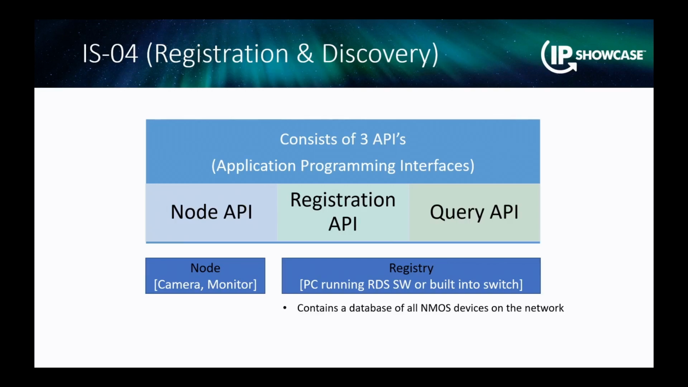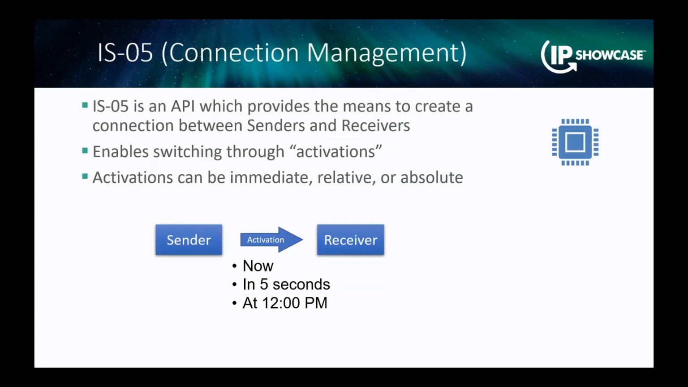So that's kind of the first step of it: how do I register everybody on the network, put them in a database that anybody can see, a controller can see, or an operator that's trying to debug the system. Then, okay, I've got everything in my system. Now I want to do a connection, a switch, which we actually call activations in NMOS. That's what ISO 5 specifies.